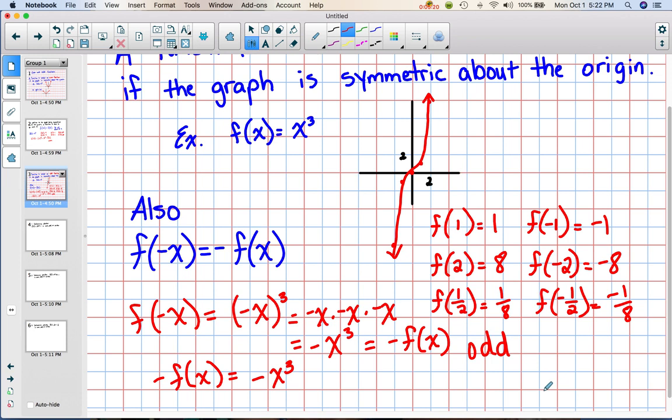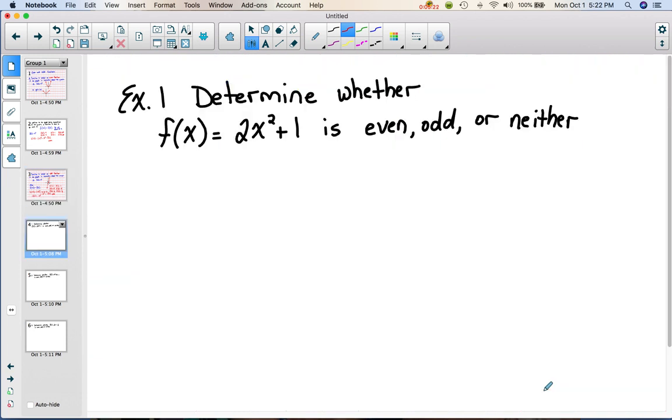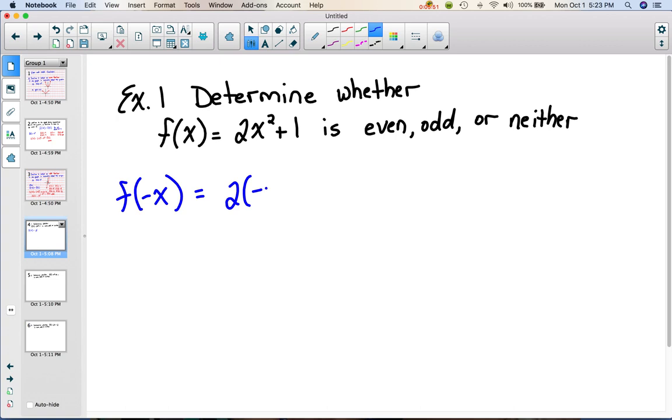Okay, so let me show you one that's not a parent graph. Let's determine whether this particular function, f of x equals 2x squared plus 1, is even or odd or neither, because it's possible to not have symmetry to either of those two positions. So I'm going to start by evaluating f of the opposite of x. Remember what we do: we take this minus x and we substitute it in where the x is. So we're going to have this.